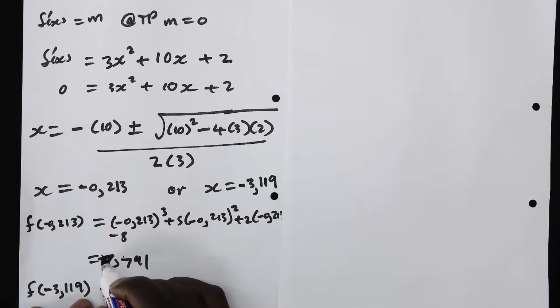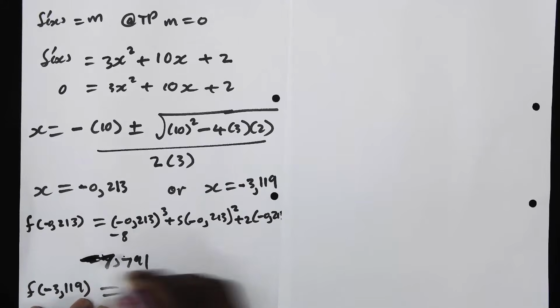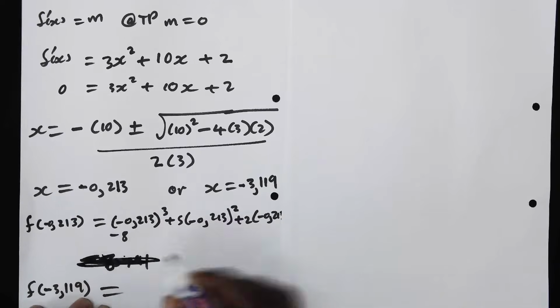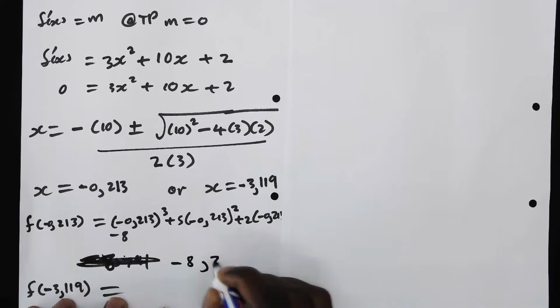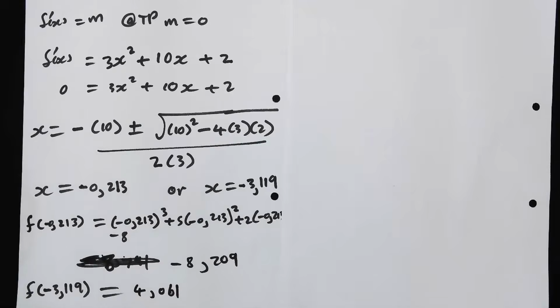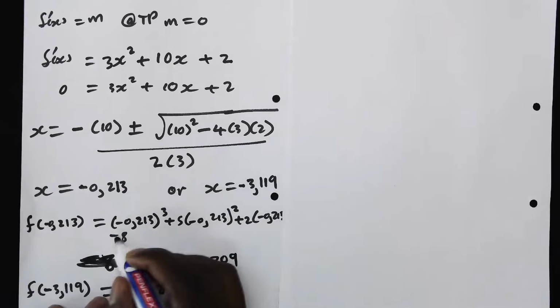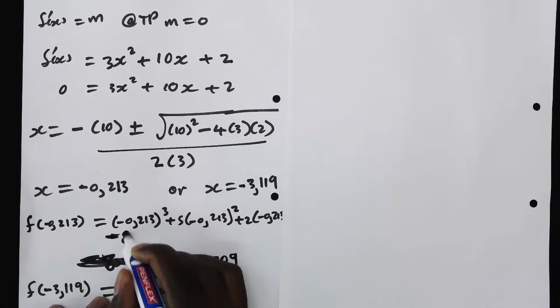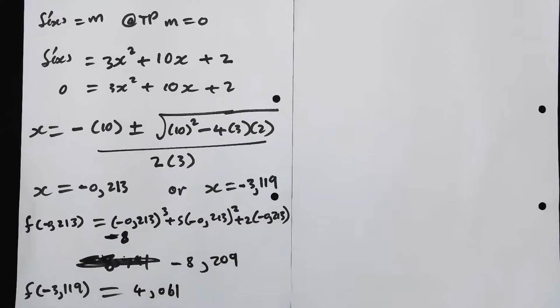The first one, negative 8. So the second one is the 7 one, 4.061. Maybe she forgot the minus 8. Forgot the minus 8. So hence I said the minus 8 is down here. It's minus 8.